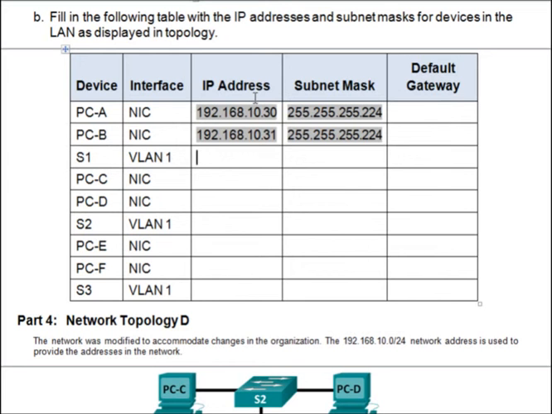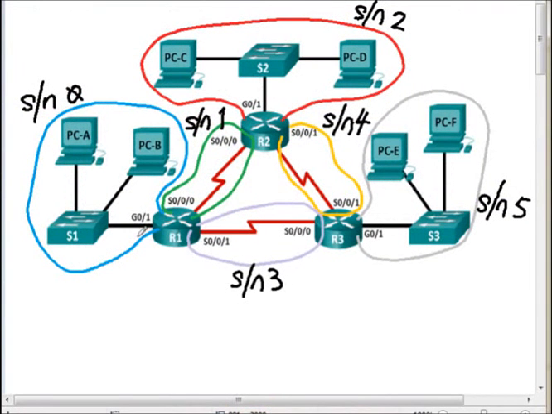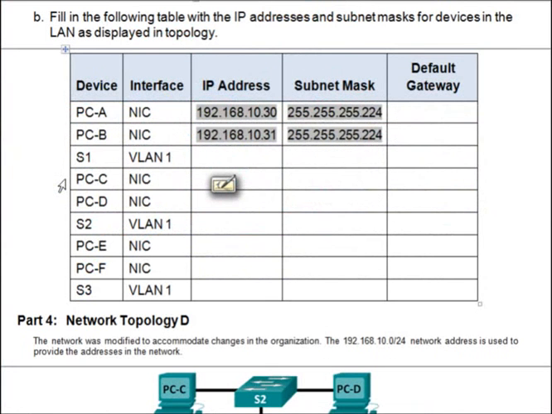Next is switch 1. In this case, our switch 1 also falls in the same subnet 0. So let's allocate an address for switch 1, VLAN 1. Oops, I'm sorry, this is not 31, it should be 29, and this is 28, with the same subnet mask. Okay, so that's done for PCA, PCB, and switch 1.